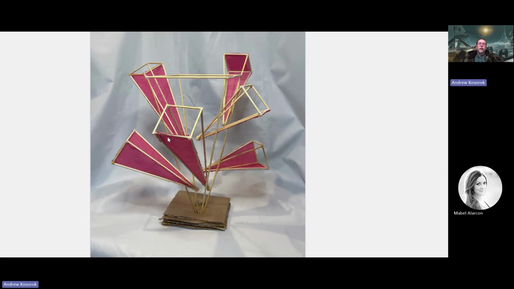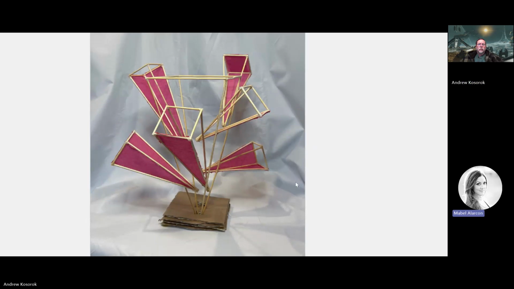I think this does a really good job engaging the volume of space around it. I think overall it's looking really pretty good. What are your thoughts on this, Mabel? Yeah, I agree with everything you mentioned.